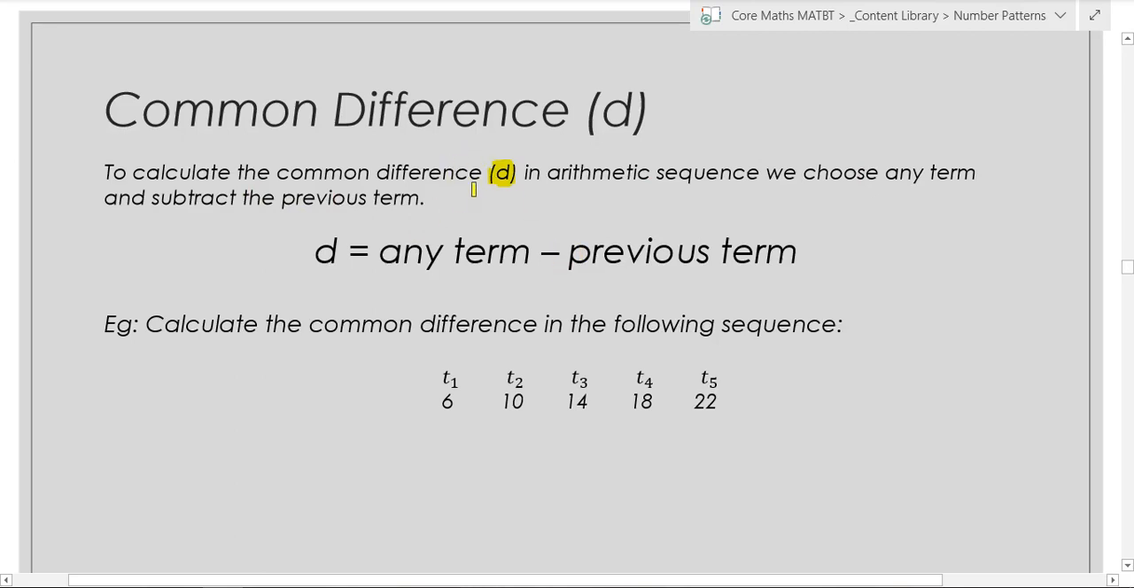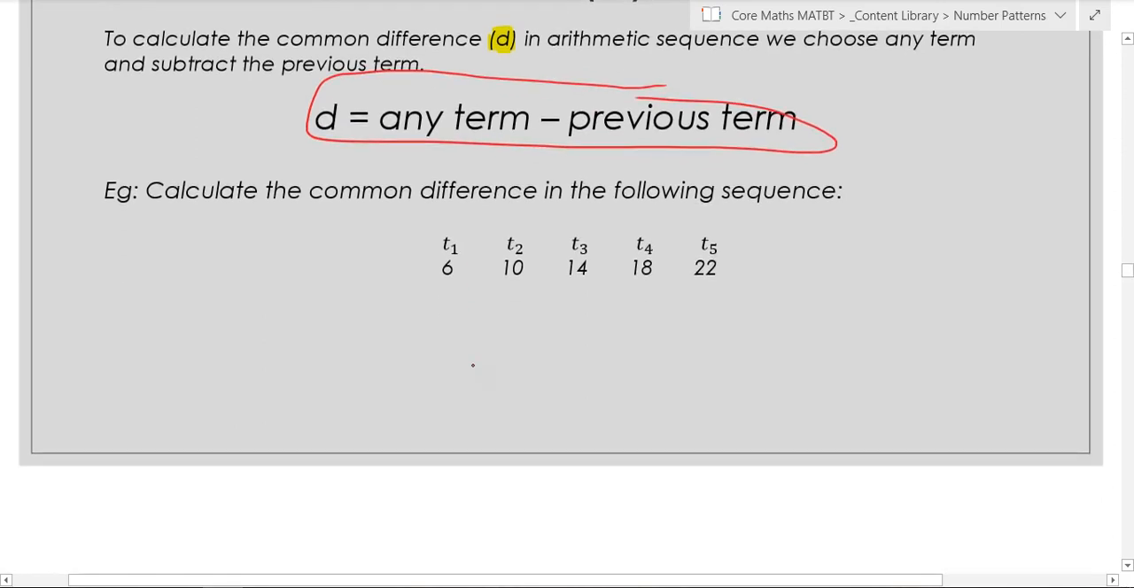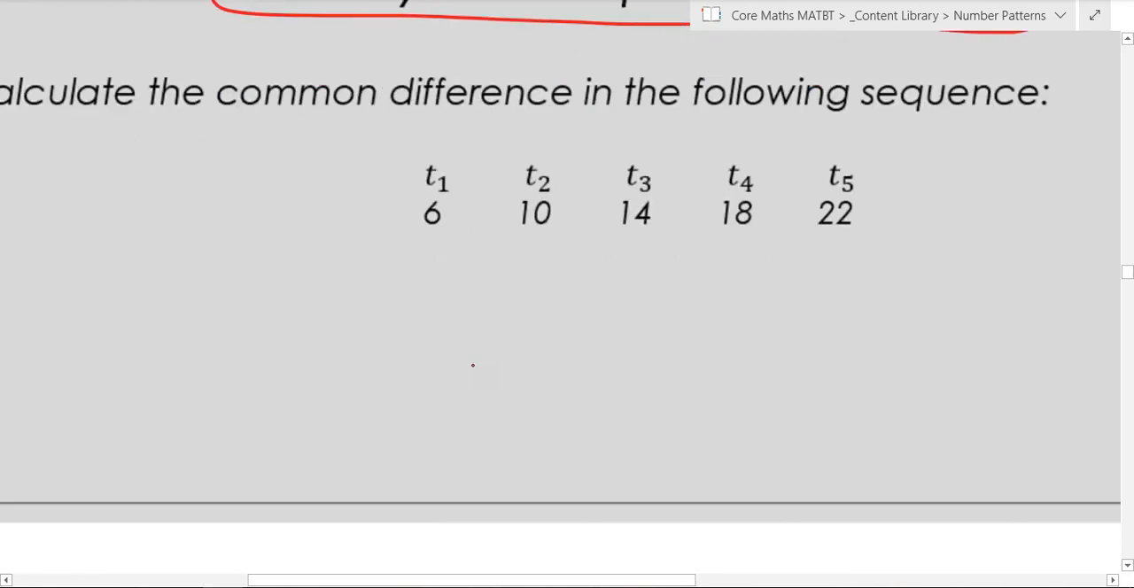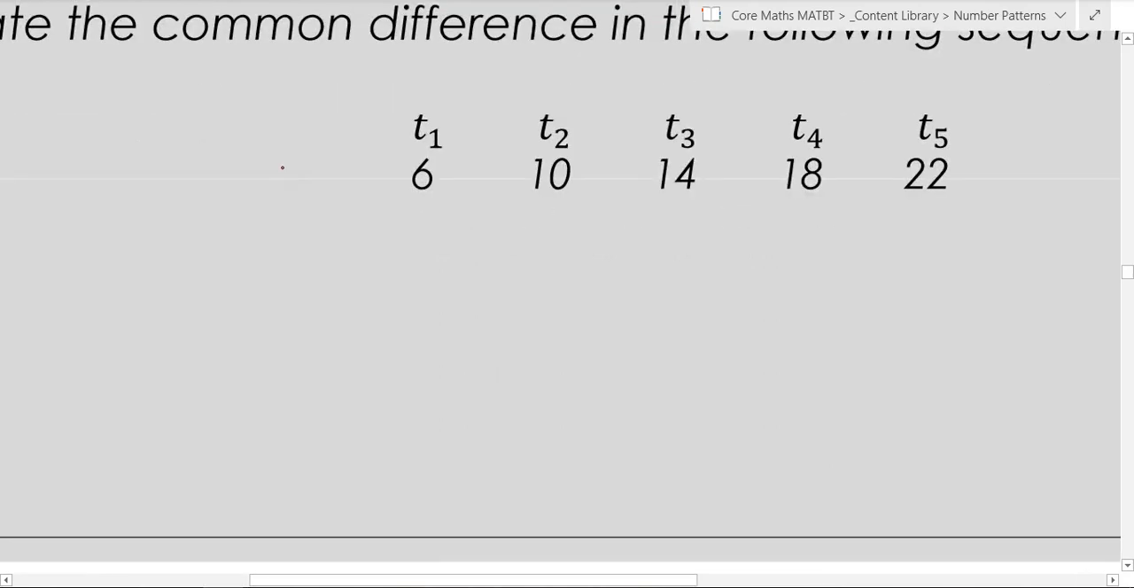So to calculate the common difference, it's any term minus the previous term. Right, so that's the formula that we use to calculate your common difference. So for example here, let's calculate the common difference in this sequence. All right, so remember the rule is, for common difference, always start off with D, any term minus the previous term. Okay, so that's the rule for finding your common difference.